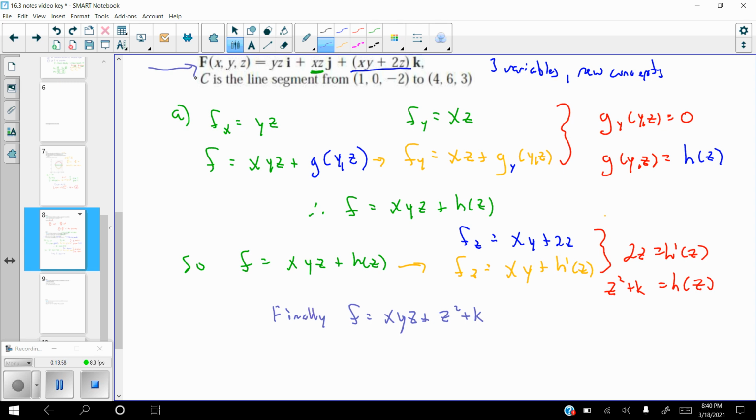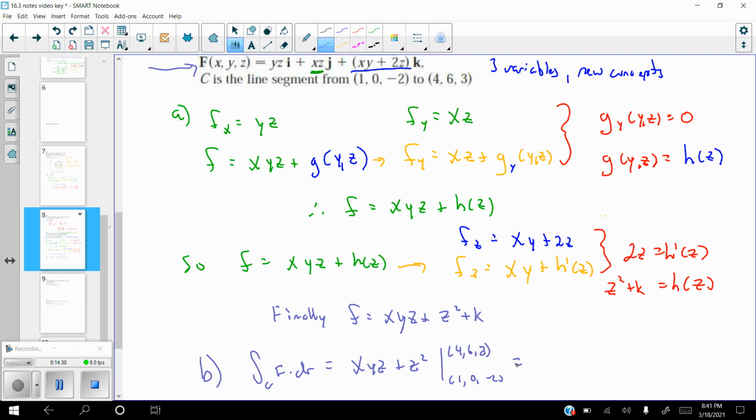But that's not really what the question is asking us. It really wants us to evaluate this over the line segment 1, 0, negative 2 to 4, 6, 3. So we're going to use our fundamental theorem, which says for part B, the line integral of f dot dr, because we know this is a conservative vector field, is going to be the function xyz plus z squared. Again, we don't need the k part because it's going to go away, from 1, 0, negative 2 to 4, 6, 3.